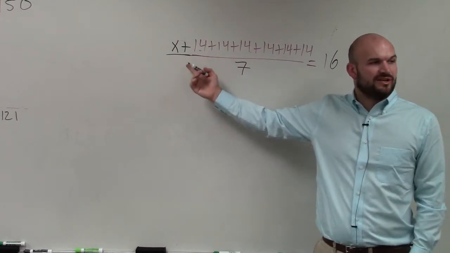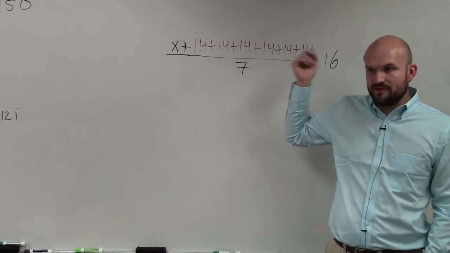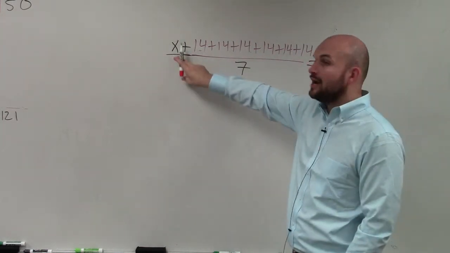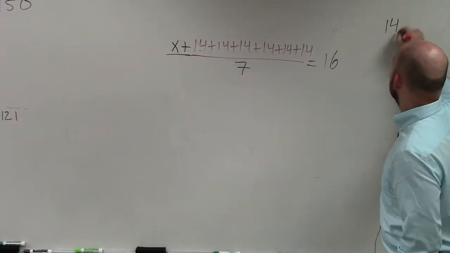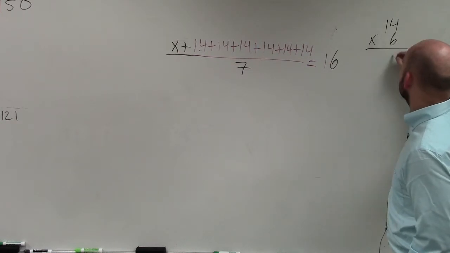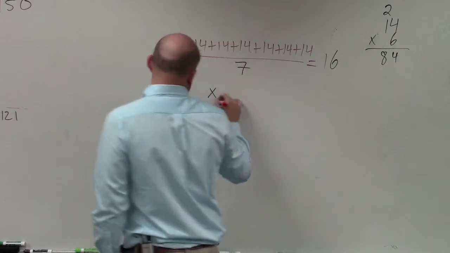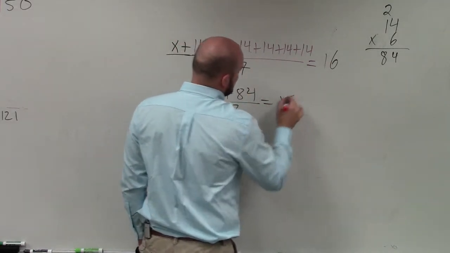See, the problem is if we had used variables for all these other numbers, we would have had to solve for all of them, right? So now we just want to solve for this one because the question is asking, what is this number? So now we just add up 14 times 6, and I'm using everything without a calculator. That's 84. So now I have x plus 84, divided by 7, equals 16.